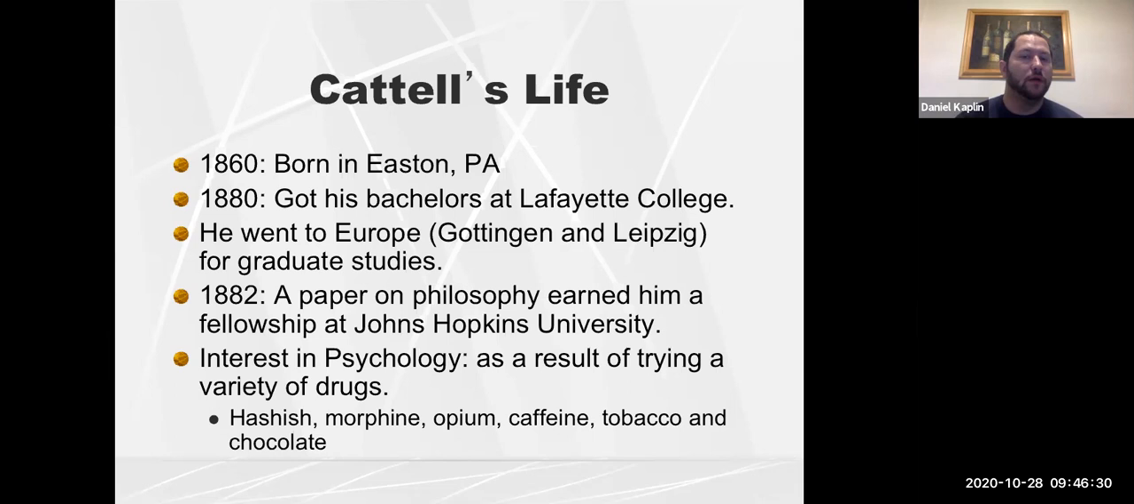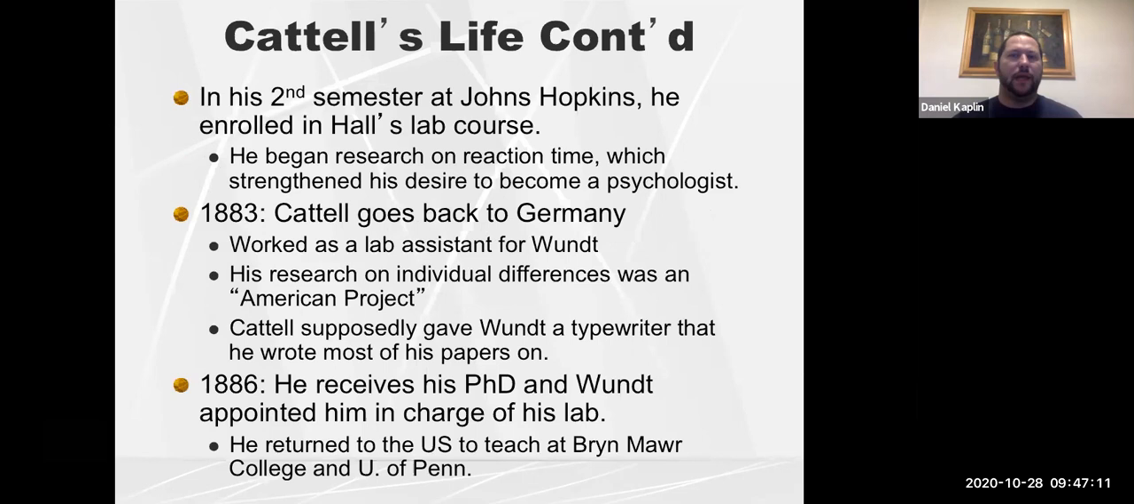And he writes a paper on philosophy in 1882, which gets him a fellowship at Johns Hopkins University, which is in Baltimore. So what was his interest? His interest was trying to understand mental states and the impact of various drugs on mental states. So things like marijuana or morphine or opium or caffeine, tobacco, chocolate. Cattell was kind of curious about that. And at Johns Hopkins, he enrolls in Hall's lab course. And then he starts to do research on reaction time.